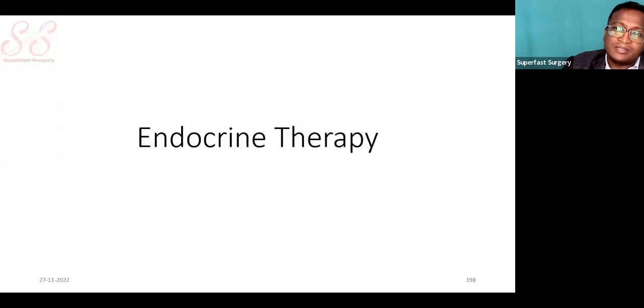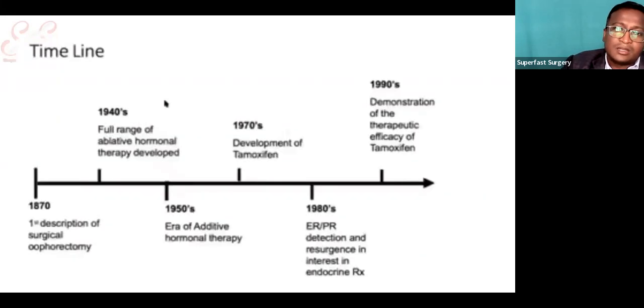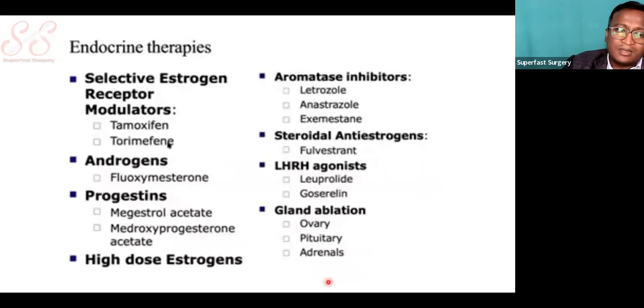So throughout time, there has been several evolutions in the endocrine treatment drugs, and this timeline suggests that the evolution is from surgical oophorectomy to the therapeutic efficacy of tamoxifen. So there are several drugs like SERMs, selective estrogen receptor modulators: tamoxifen and raloxifene. We have androgens, progesterone, and aromatase inhibitors like Alex: anastrozole, letrozole, and exemestane. Then steroidal anti-estrogens like fulvestrant, and LHRH agonists like buserelin and leuprolide.